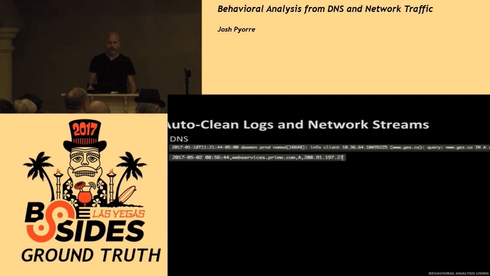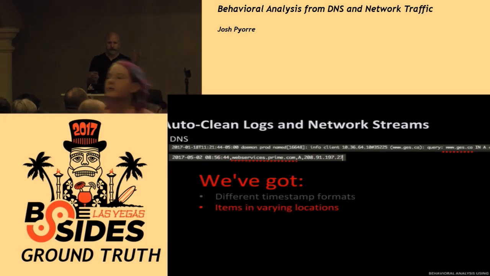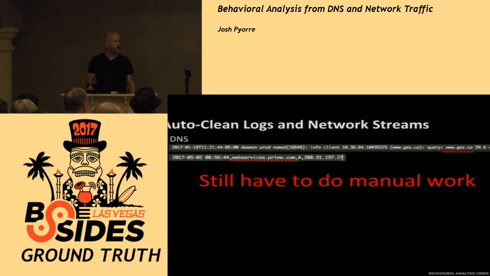So we're looking at different kinds of files. So DNS, we've got different timestamp formats, items in multiple locations or different locations. When you're trying to pull them out from this raw text, it's a pain. So you still have to do some manual work initially.